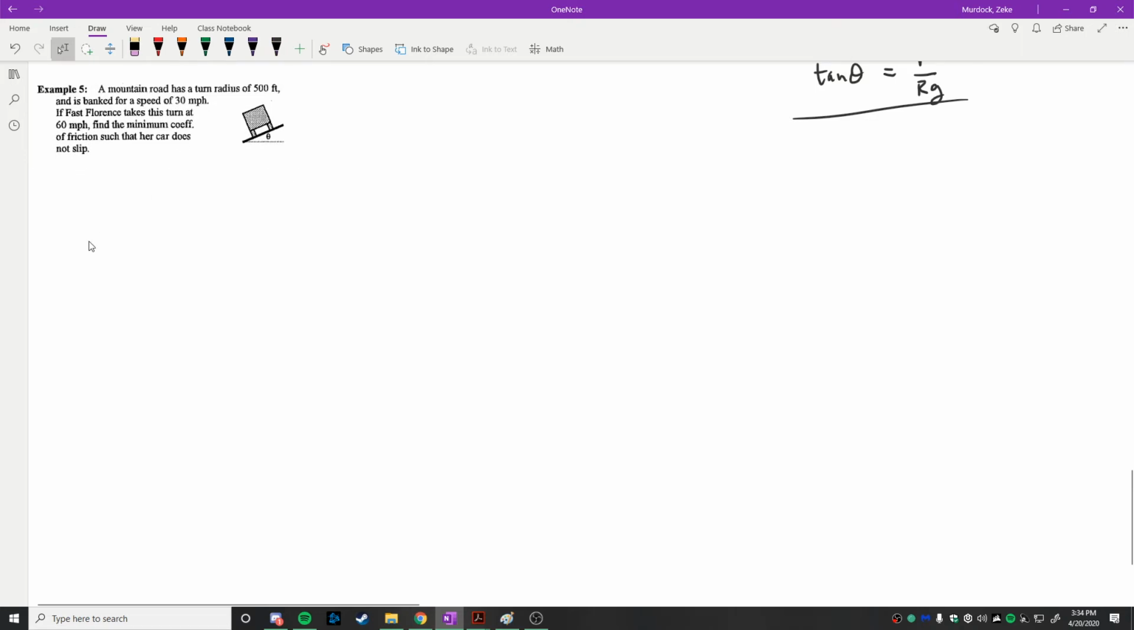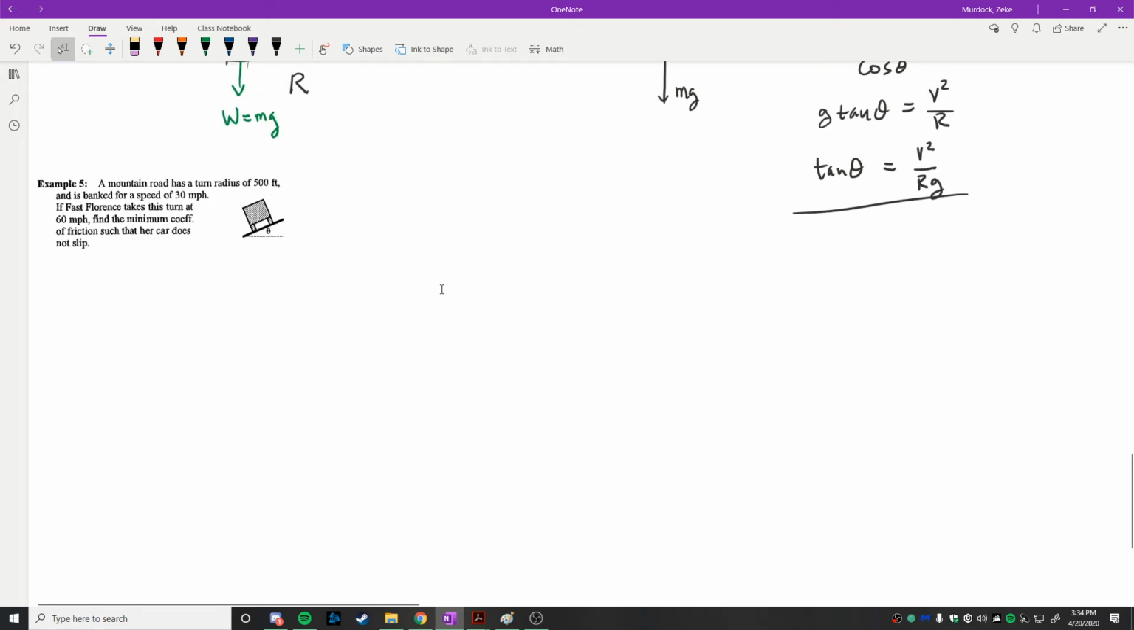Okay, now we've got this answer from before that we're going to use, so I'll go up a little bit. This is what we found in the last problem, right? The relationship between theta, v, and rg. And in this problem, they're telling us that we have a radius of 500 feet. So let's write that down. R is equal to 500 feet. We have a speed of 30 miles an hour. So that's our velocity, 30 miles an hour. Okay. And it says that it's banked for that speed, right?